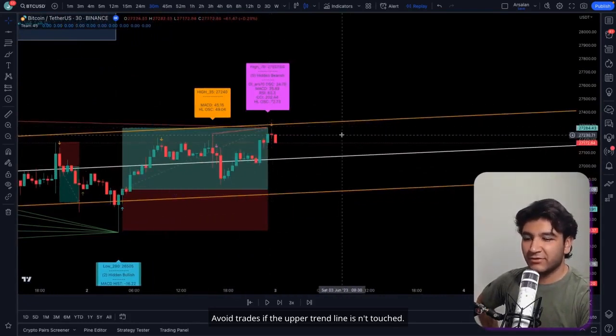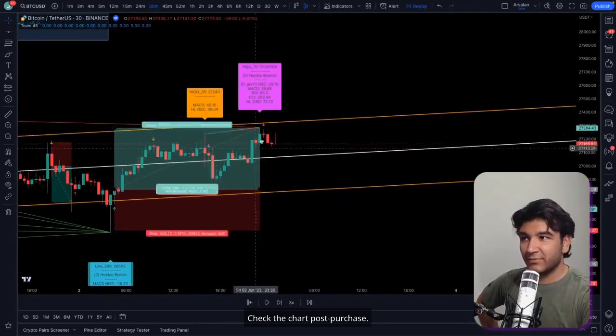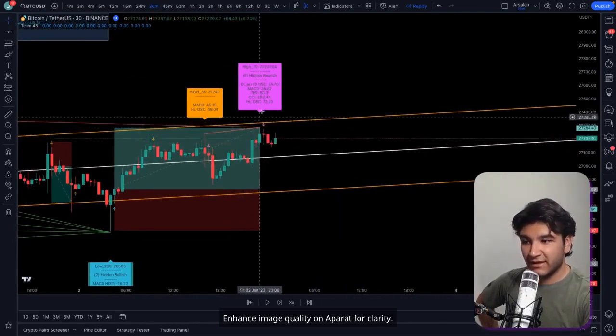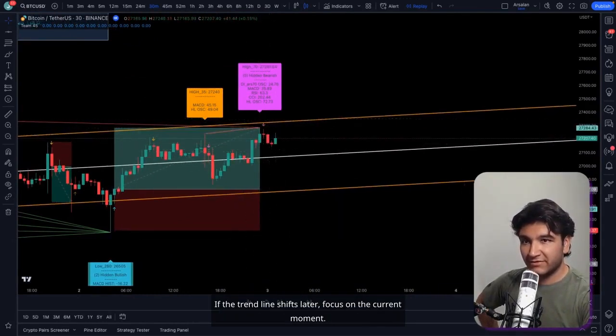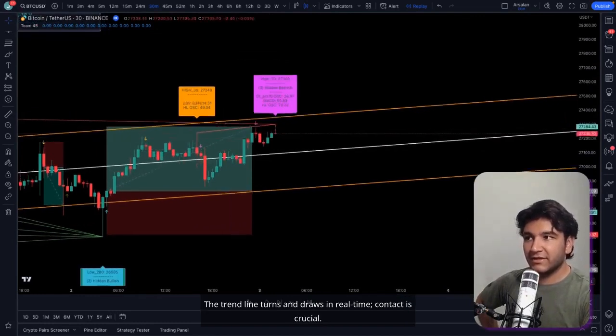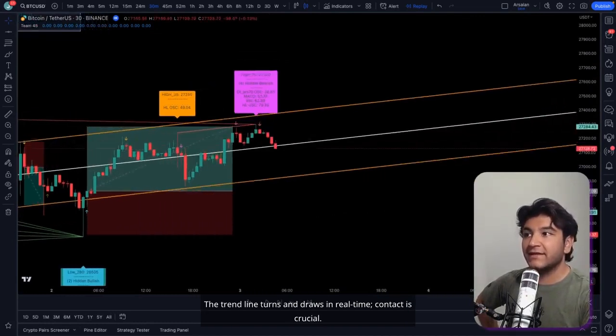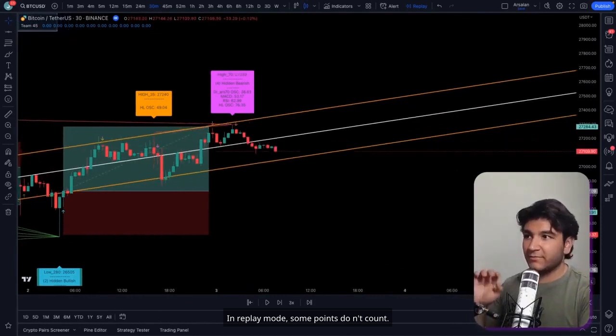Avoid trades if the upper trend line isn't touched. Check the chart post-purchase. Enhance image quality on Operat for clarity. If the trend line shifts later, focus on the current moment. The trend line turns and draws in real time. Contact is crucial. In replay mode, some points don't count.